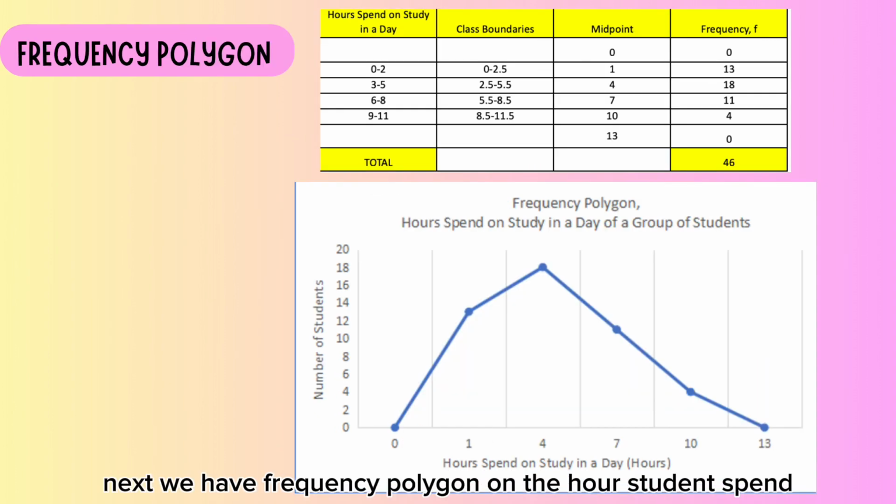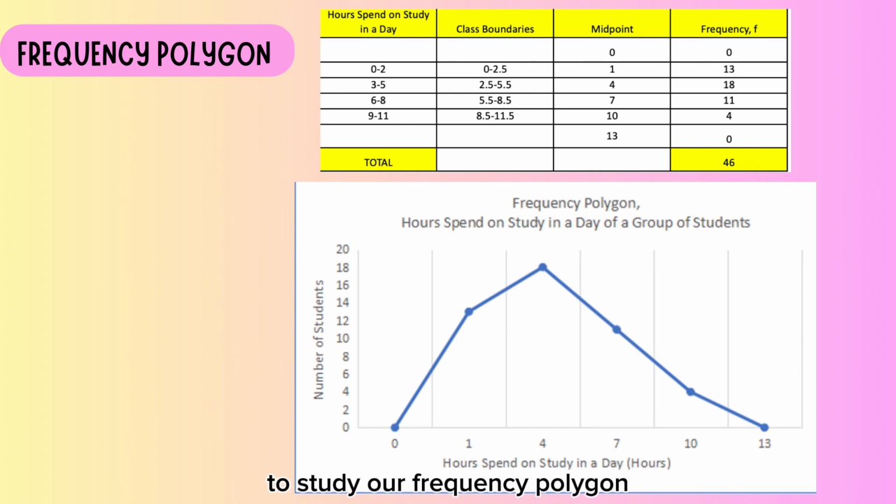Next, we have frequency polygon on the hours students spend to study. Our frequency polygon show the midpoint value of the data collect. As we can see, 4 hours have the highest peak of student votes, meanwhile 10 have the lowest vote.